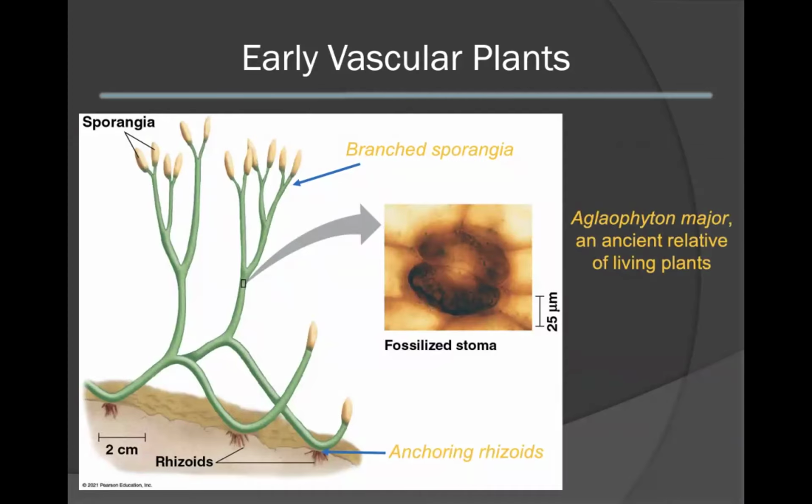This diagram here represents the hypothesized structure of an early vascular plant, Cooksonia major. This is considered to be an ancient relative of modern-day plants. Note the branched sporangia as well as the presence of rhizoids to anchor it into the soil. Also note the presence of a fossilized stoma on the branch.